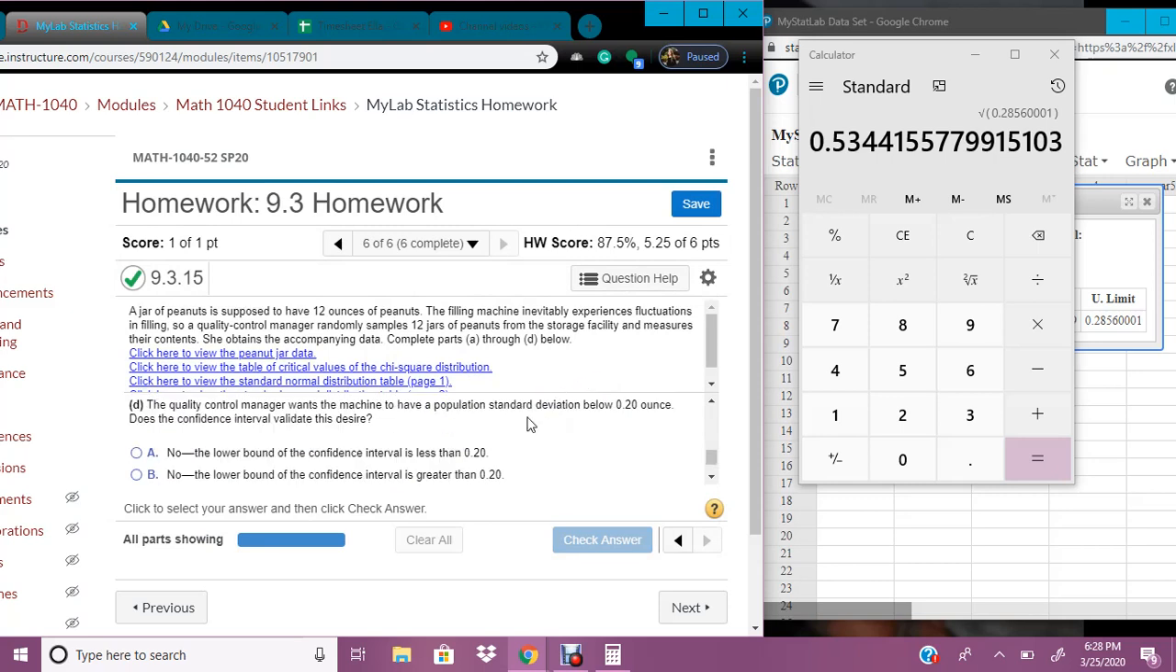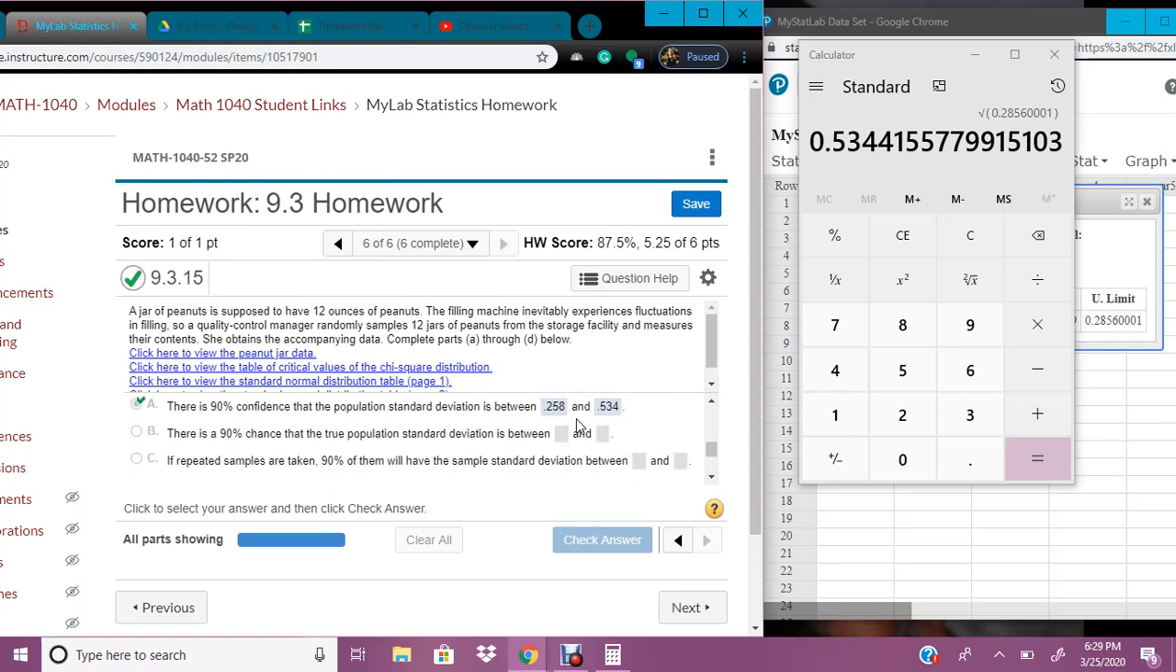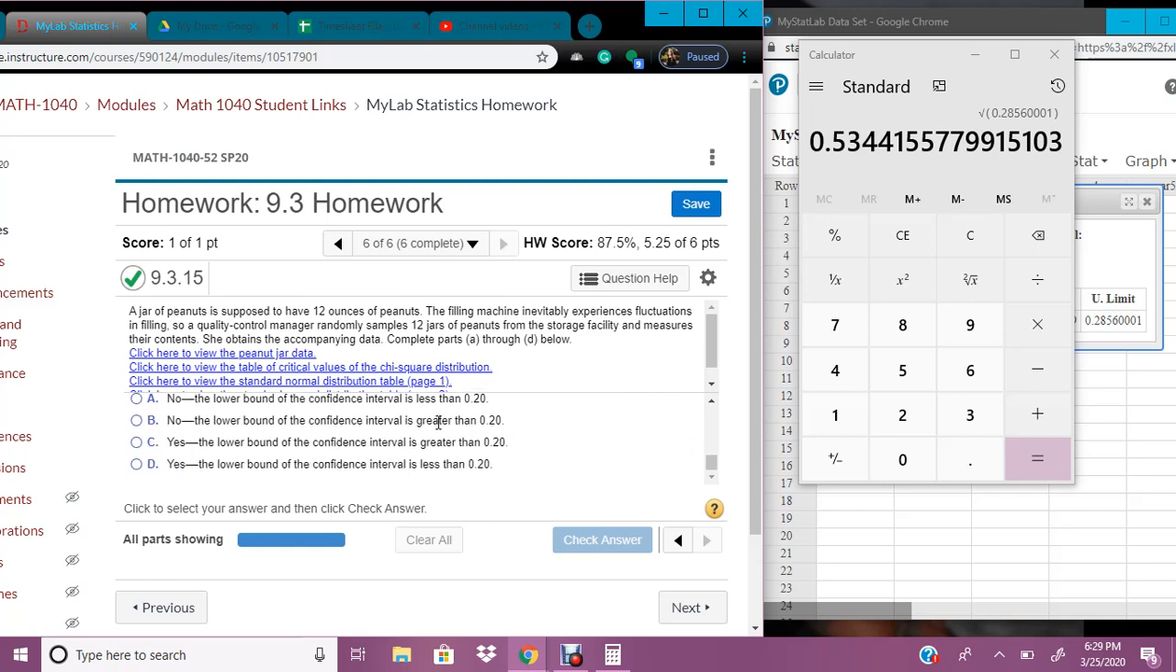And then the quality control manager wants the machine to have a population standard deviation below 0.20 ounces. Does this validate his desire? So we're looking at what we have, and if he wants it less than 0.20, that's not within our range. The lowest that our 90% confidence interval projects the standard deviation to be is above 0.20, and so we're going to say no. The lower bound of the interval is greater than 0.20, so it's not likely for it to be below.